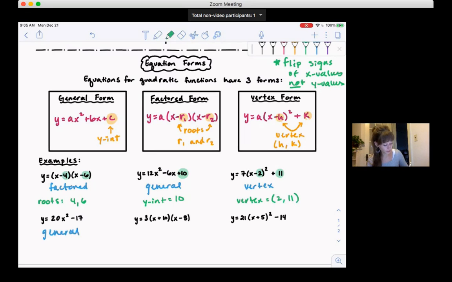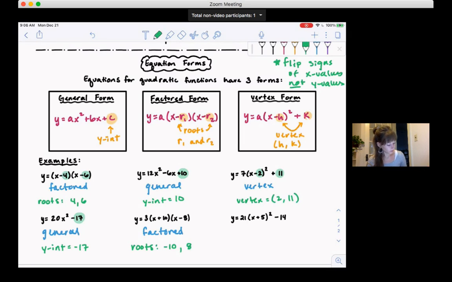And the last number, the number that's by itself, is our y-intercept. And it's a negative. We don't flip y values, so we keep it negative. All right, next one, we have the two sets of parentheses, so that's factored form. So this tells us the roots. And remember, we flip x values. Roots are x values, so we're going to flip them. So x plus 10, our root is minus 10. X minus 8, the root is positive 8.